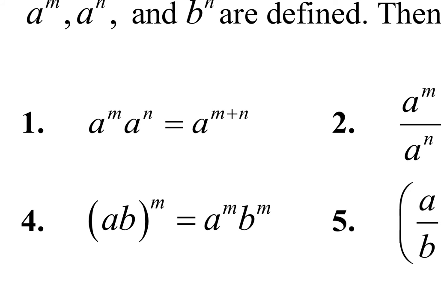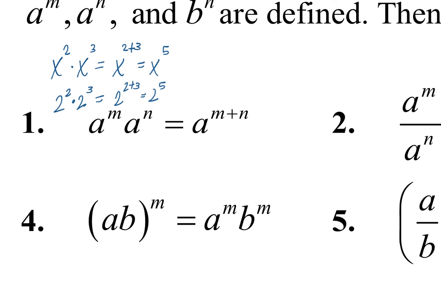And this ties back into, like, if you have x squared times x cubed, well, then it's x to the 2 plus 3 power, which is x to the 5th. It really ties back into that. So what this is saying, if you have like a 2 squared times a 2 cubed, then it's equal to 2 to the power of 2 plus 3, which is equal to 2 to the 5th. So it's the same thing.